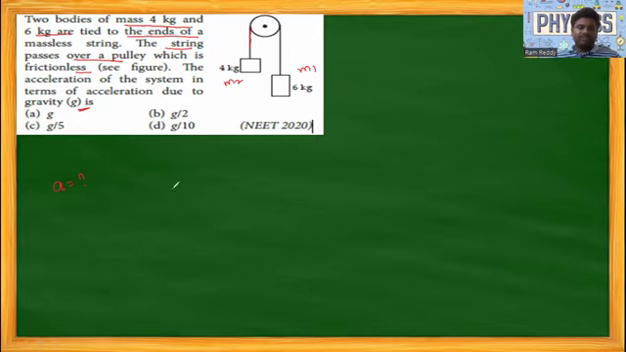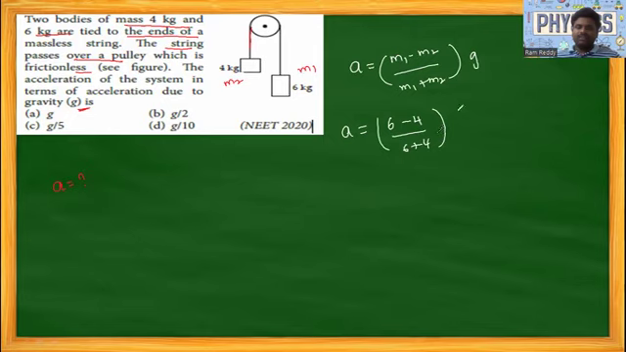We know that just now we discussed the acceleration formula: a is equal to (m1 minus m2) by (m1 plus m2) into g. Substituting our m1 and m2 values, we get a is equal to (6 minus 4) by (6 plus 4) into g. That is 2 by 10 into g, that is g by 5. So our answer will be g by 5. Easily we can solve it in less than 1 minute.